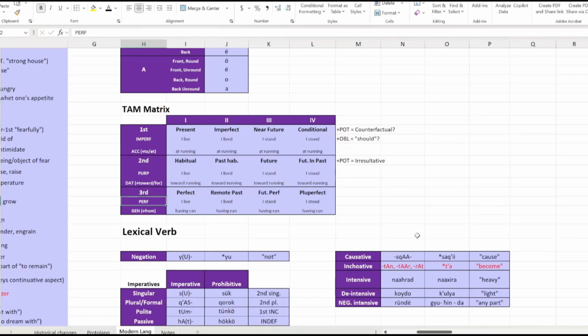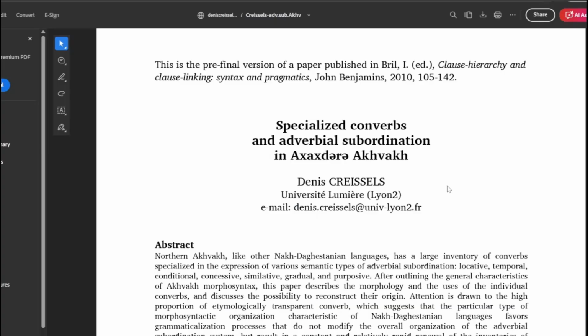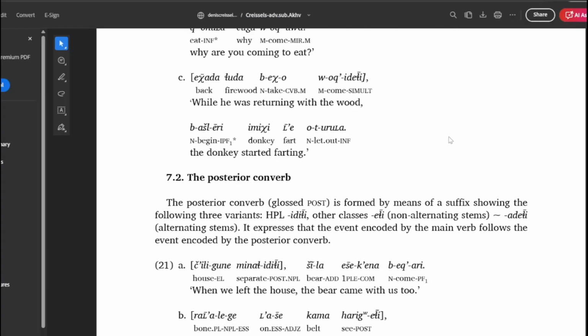So like, as soon as I did this, I did that. And I don't know how much that overlaps with consecutiveness. I just went down a bit of a research rabbit hole that culminated in me finding this paper about Achvach. I'm pretty certain I've read through this paper before when I was doing research for the converb video I made several years ago. But Achvach has a ton of converbs, including one that's called the posterior converb, which encodes that the action of the main verb follows the event encoded by the posterior verb.